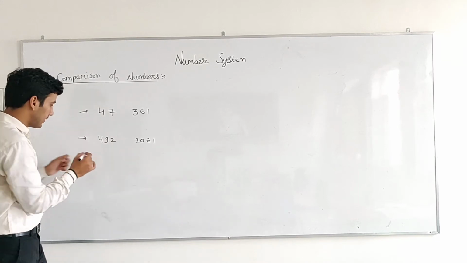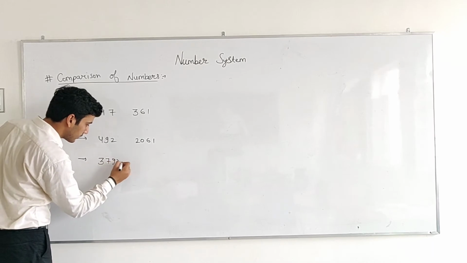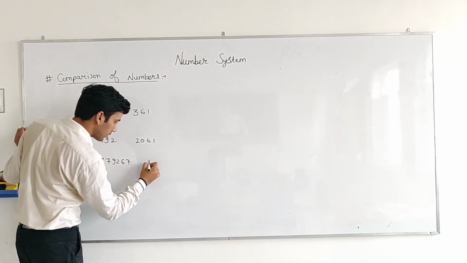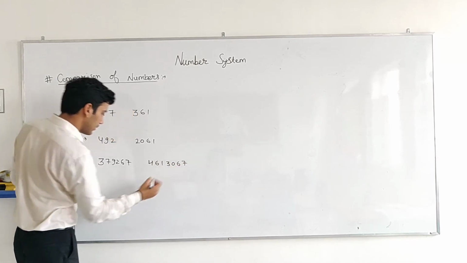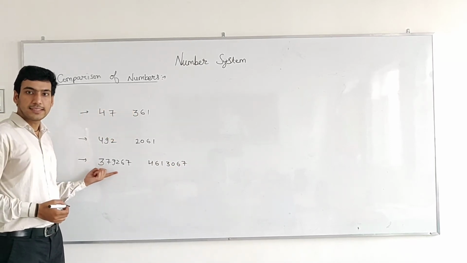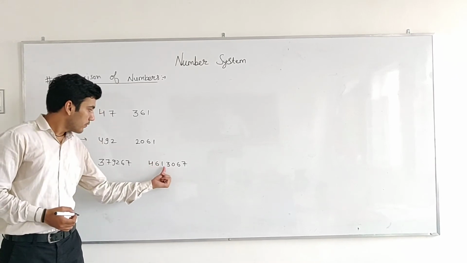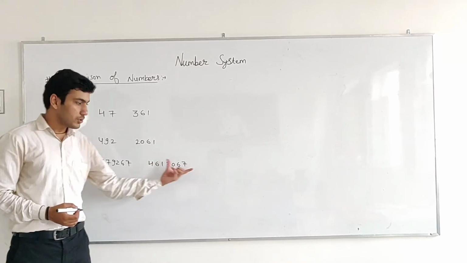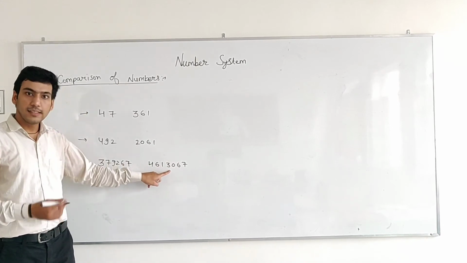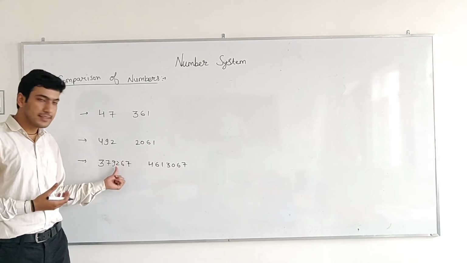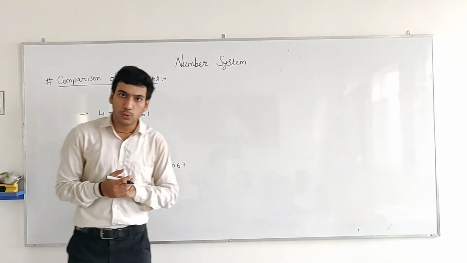Okay students, another example. This is my 6-digit number and this is my 7-digit number. 6 and 7. So this is my 7-digit number and this is my 6-digit number. In this, the number of digits is more than this. So this is the greater number. Now this is the first rule.